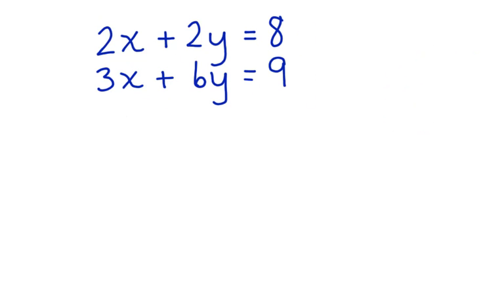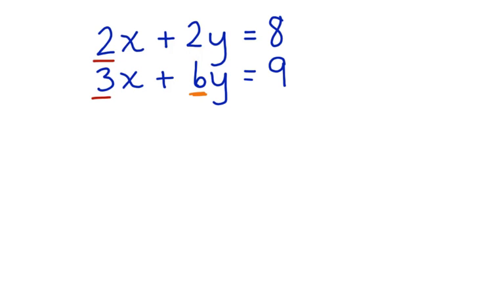To work with this system, we can multiply by a value, change one of the linear equations completely, and then use elimination. Let's look at what they have in common. 2 and 3, right here, there's no way to multiply anything times 2 to get 3, and there's no way to multiply anything times 3 to get 2. Let's not work with the x's. Let's look at the y's.